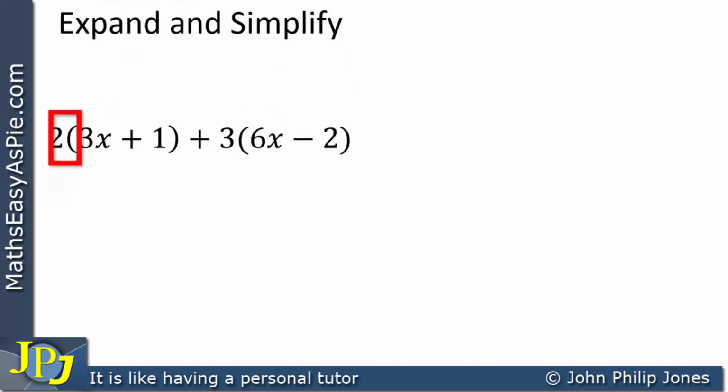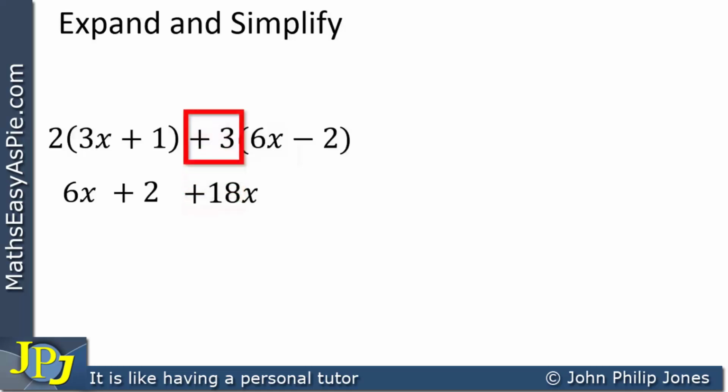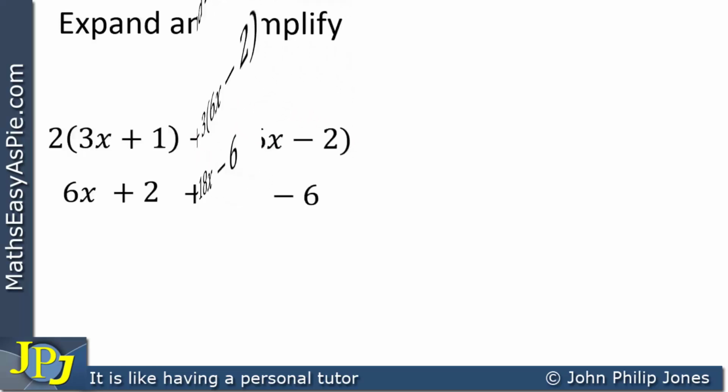This 2 will multiply the 3x and this will give 6x. The 2 will then multiply the +1 and this will give +2. The +3 will then multiply the 6x and this will give +18x. The +3 will then multiply the -2 and this will give us -6.